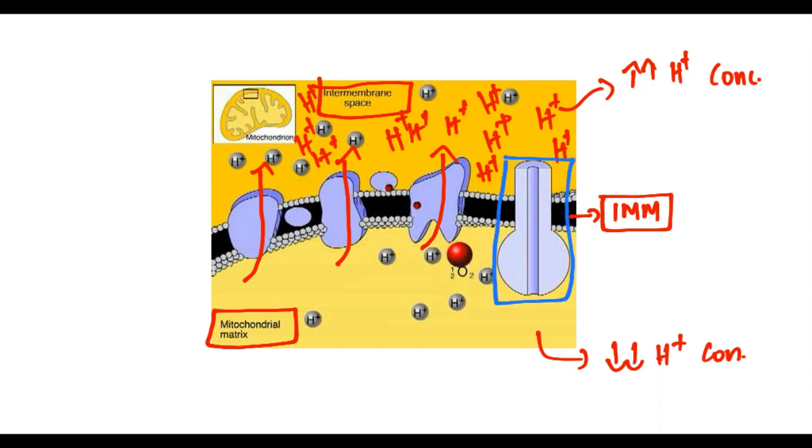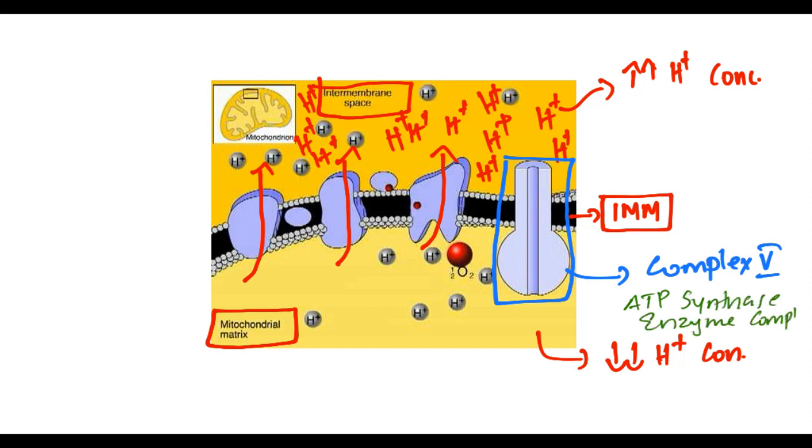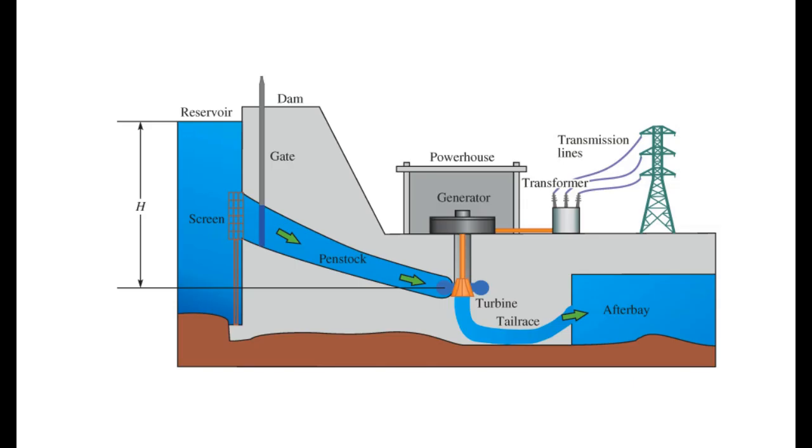So we have to discuss a special structure here, that is your complex 5. We haven't discussed this thing yet, but it is time for you to discuss it. This complex 5 is otherwise known as the ATP synthase enzyme complex, which is producing the ATP. We have to study this with an example, the example of a hydroelectric power plant. I have discussed this example in your previous video. If you haven't watched that video, you have to watch it now.